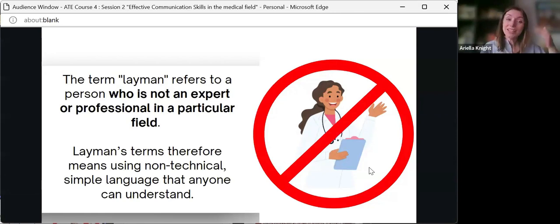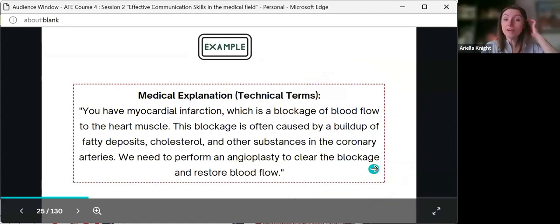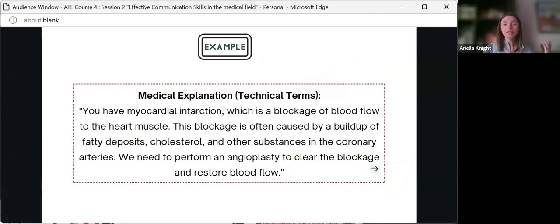Here's an example of a technical medical explanation. So the quotes, this is like a medical professional, like a doctor delivering this news to a patient. So the doctor says, you have myocardial infarction, which is a blockage of blood flow to the heart muscle. This blockage is often caused by a buildup of fatty deposits, cholesterol, and other substances in the coronary arteries. We need to perform an angioplasty to clear the blockage and restore blood flow.